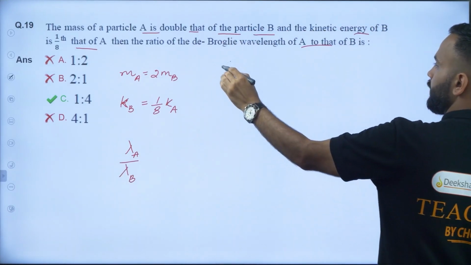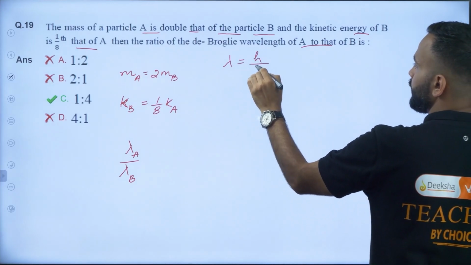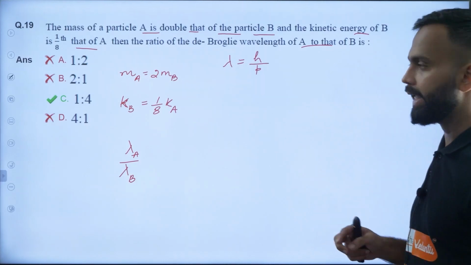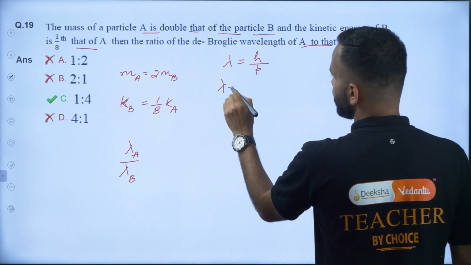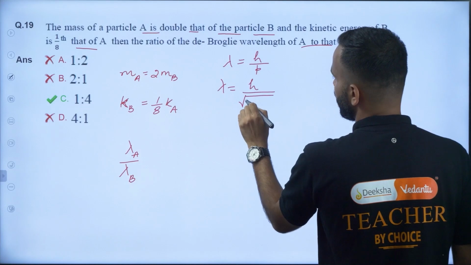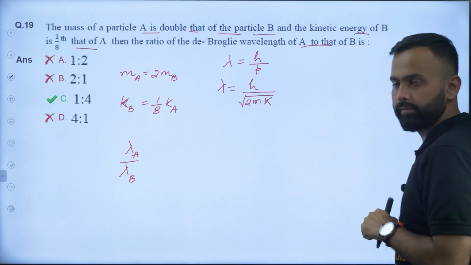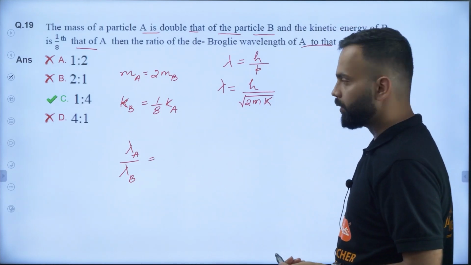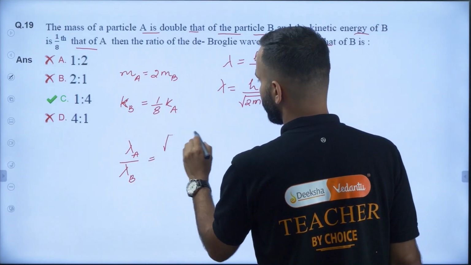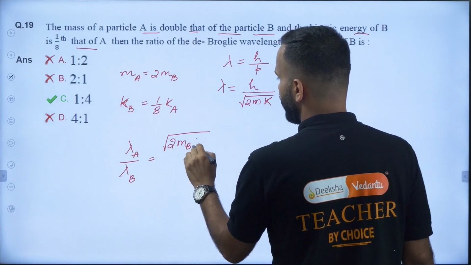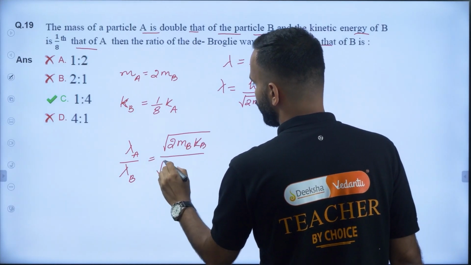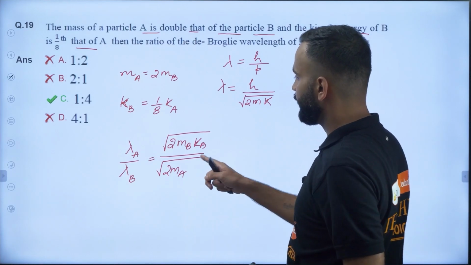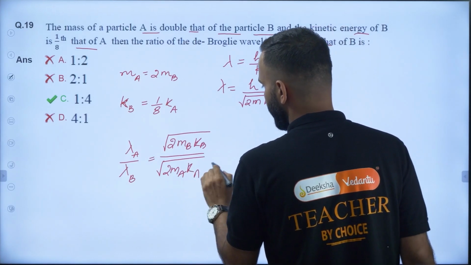So we know that de Broglie wavelength lambda is equal to h divided by P. We know the relationship between momentum P and the kinetic energy, right? So now lambda is equal to h divided by root of 2mK, right? Root of 2mK. So now lambda A by lambda B, h will get cancelled, right? So this will be root of 2mB into KB, whole divided by root of 2mA into KA, right?